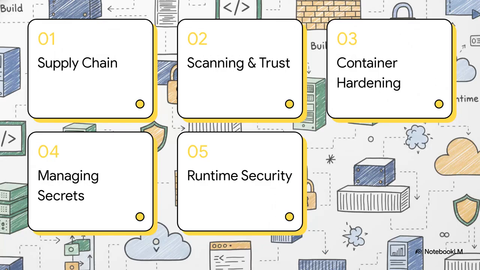So to make absolutely sure you don't become part of that statistic, we're going to build a defense-in-depth layer cake today. We'll follow the container lifecycle across 5 steps: securing the supply chain, scanning and content trust, container hardening practices, managing secrets securely, and finally, runtime security tools.